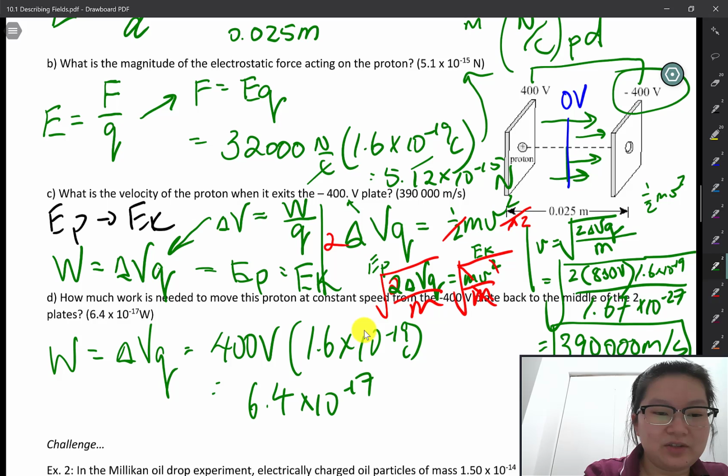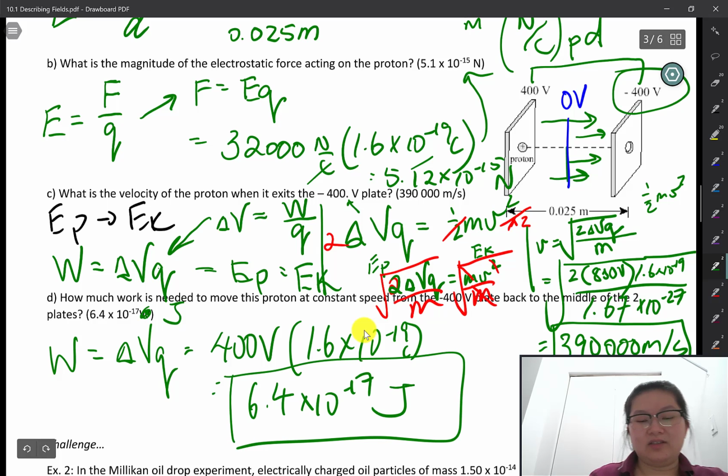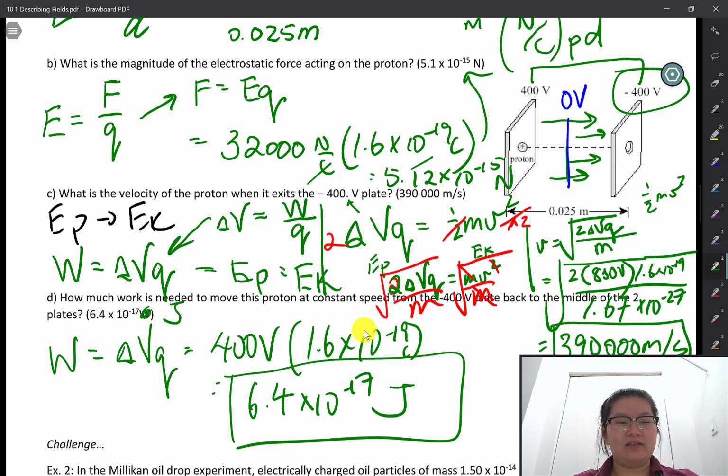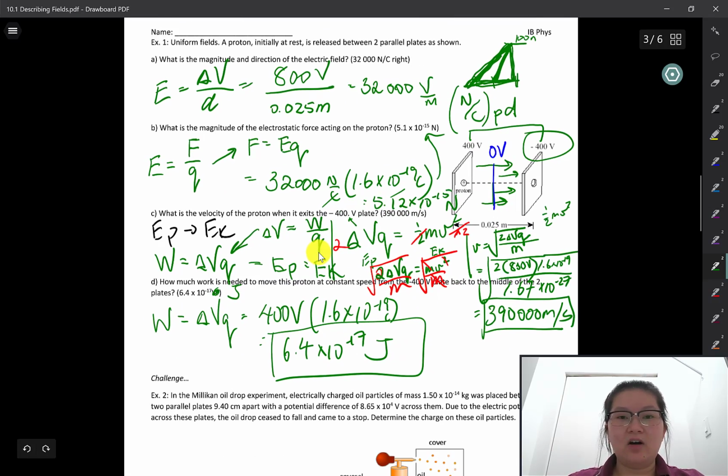Oh, hey, look at these units. Ha ha ha. There's a mistake in the units. It is in joules, because we're talking about work. So there you go. That's it. That's this question. So I would say this is a very standard, typical multi-part question when we talk about a constant electric field. So be very careful.